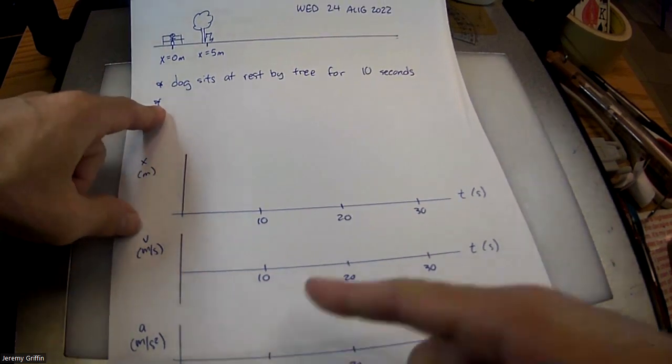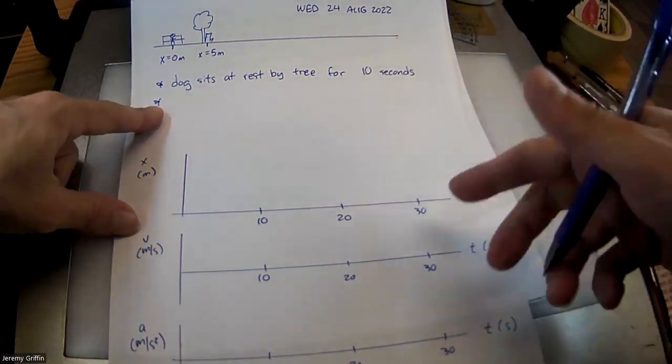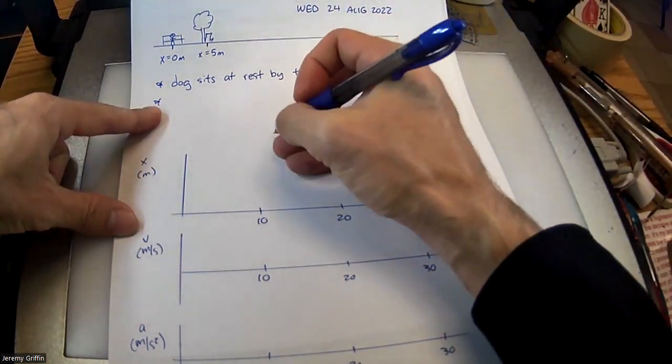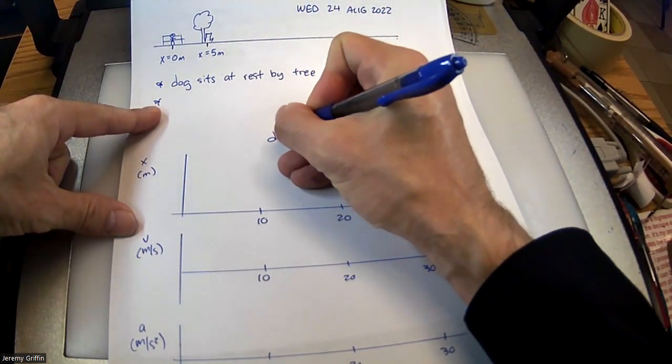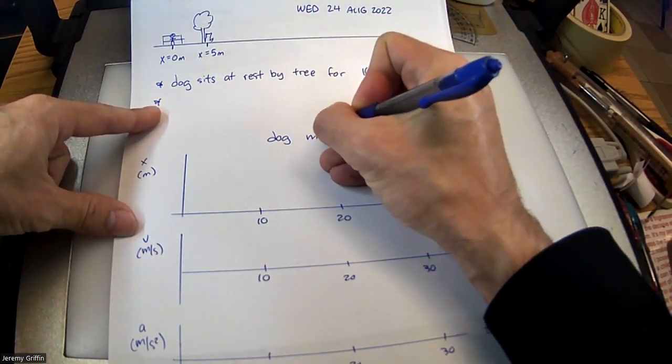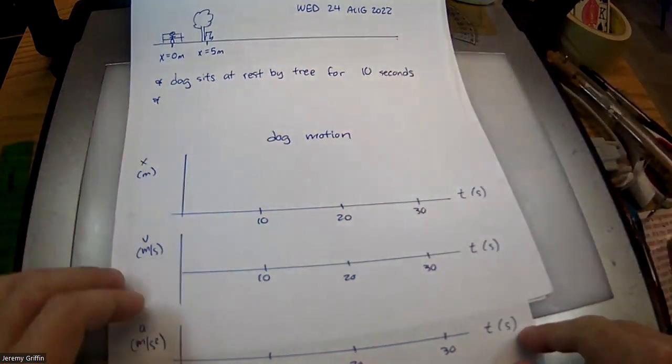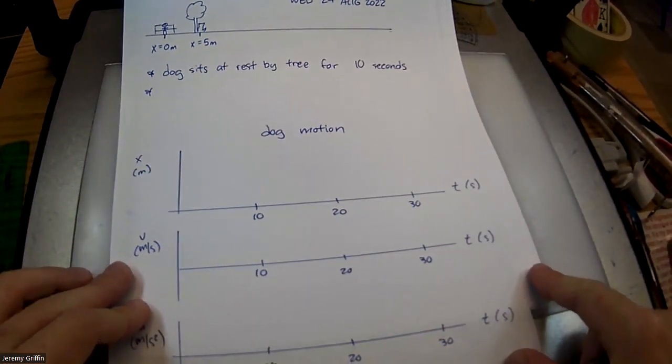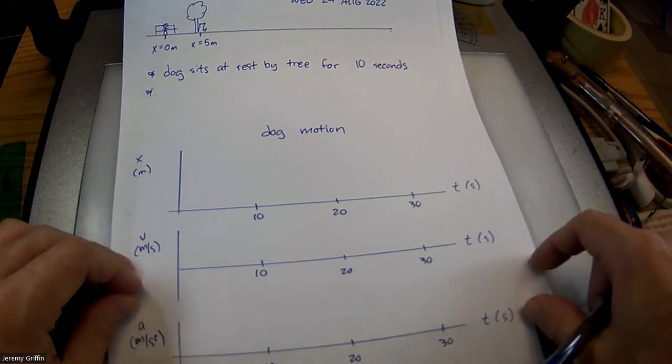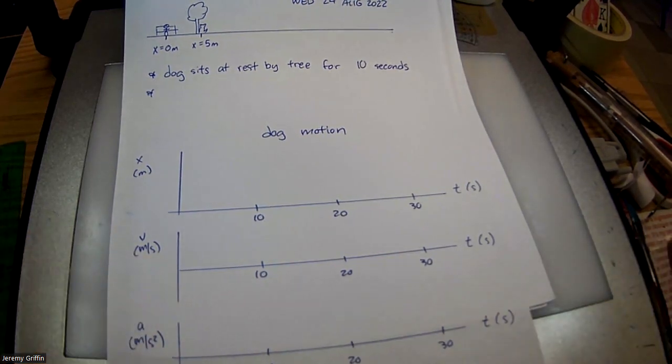Let's graph that. So the dog is just sitting by the tree for 10 seconds. Let's look at the motion of the dog. Maybe we should put a title here. So, dog motion. Go ahead. Make those 3 graphs for just the dog sitting by the tree. What do those 3 graphs look like?